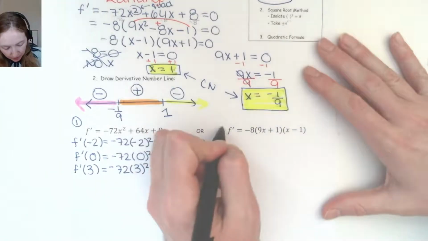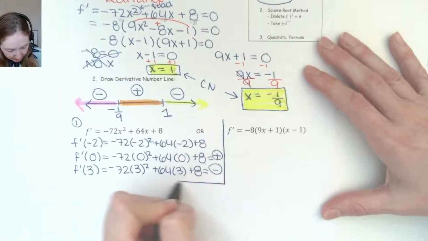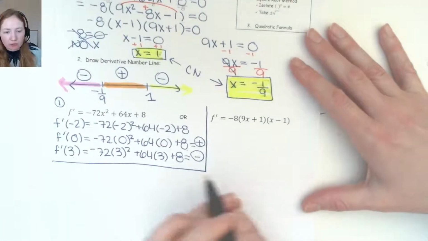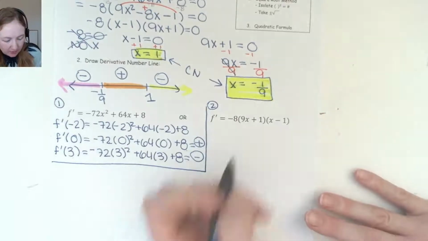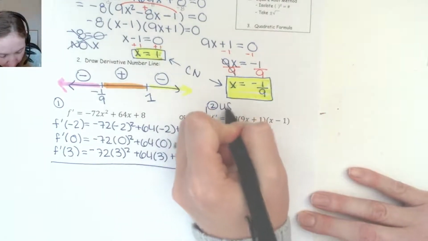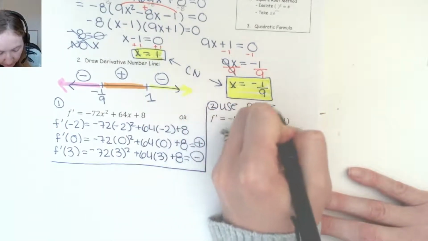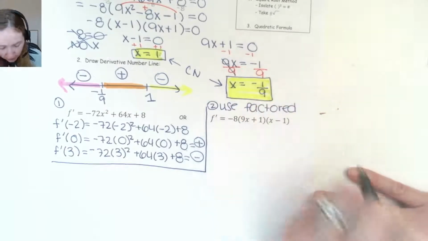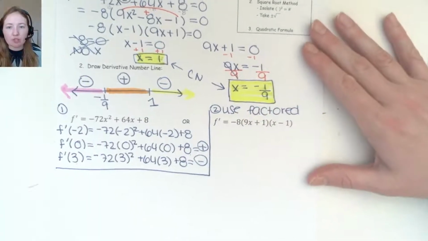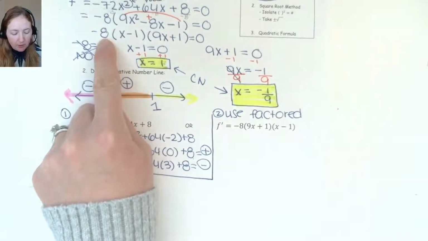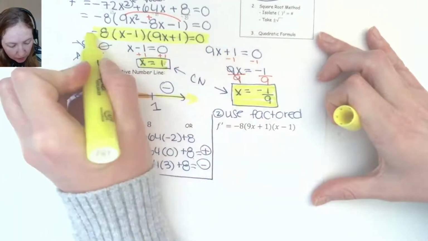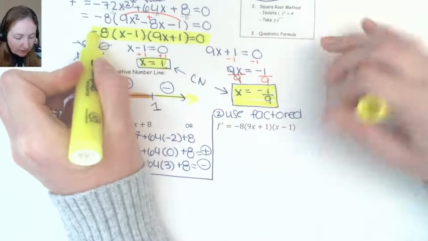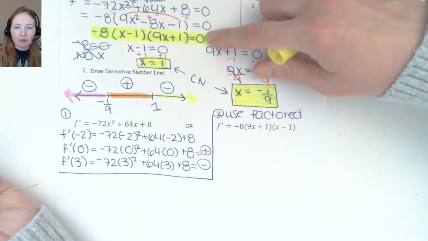The other way that you can get these pluses and minuses is, and this is like method 2, so this is another way that you can do this, you can use the factored form. So if you use the factored form, what you would do is you would go right back up here to where you set the derivative equal to 0. So right back to where I set the derivative equal to 0.